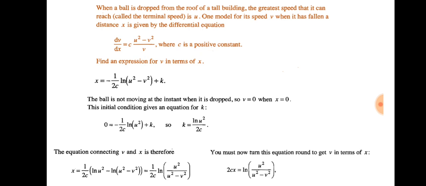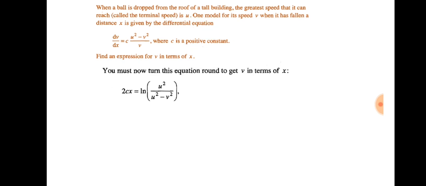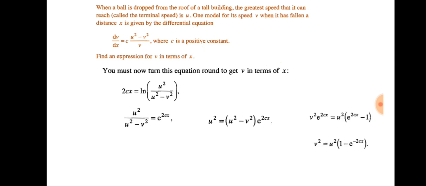You must now turn this equation around to get v in terms of x. So 2cx equals log of u^2 over (u^2 minus v^2). u^2 over (u^2 minus v^2) is equal to e^(2cx). u^2 equals (u^2 minus v^2) times e^(2cx). And after simplifying, we get v equals u times the square root of 1 minus e^(minus 2cx).